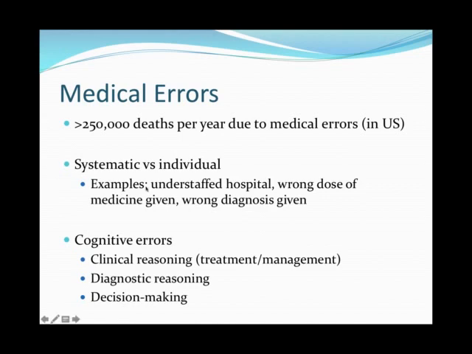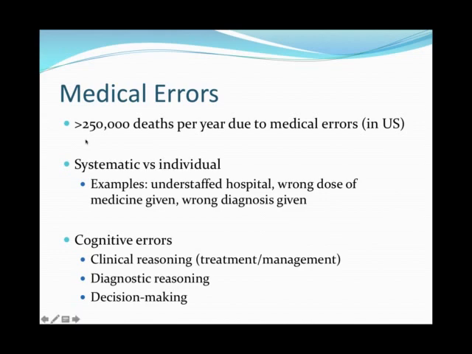Let's go through a couple examples. What if there's an understaffed hospital, where there are just not enough doctors or nurses, and so some errors are being made because of that? Versus what if a wrong dose of a medicine is given to a patient, or a wrong diagnosis is given to a patient? What do you think? Would these fall under systematic errors or individual errors?